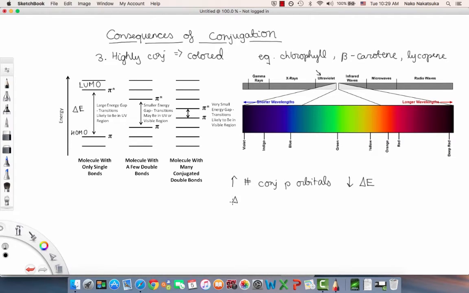And then when the delta E is low enough, photons of visible light are absorbed. And the non-absorbed portion of the visible light spectrum is perceived as color.